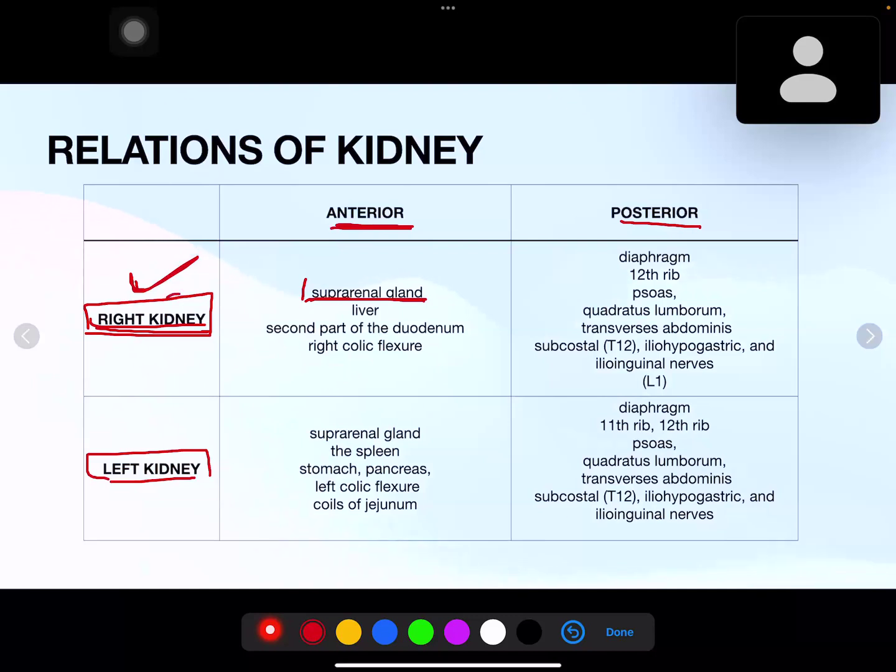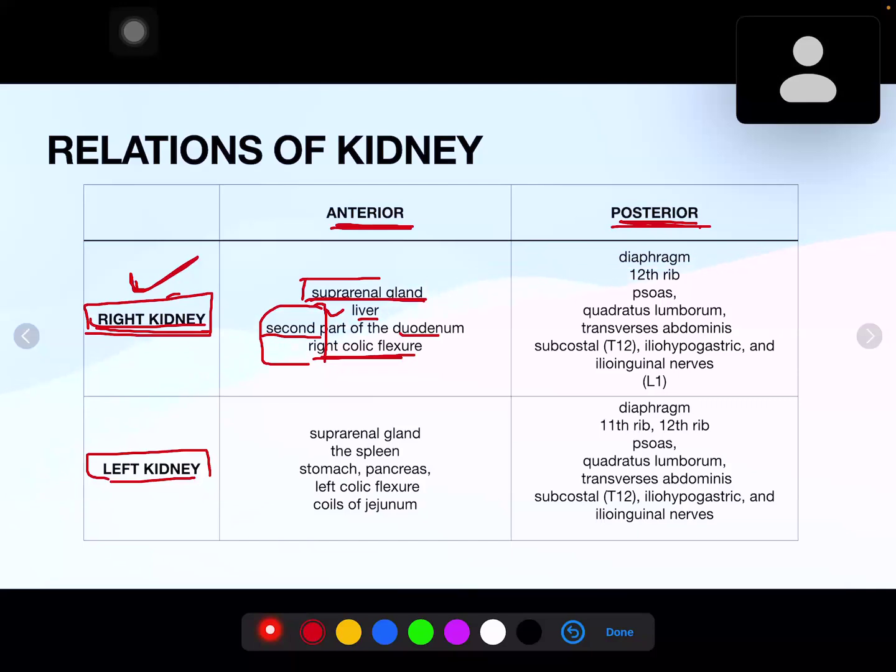On the right side, you have the liver. Then there's the second part of the duodenum, and then there is the right colic flexure. So these are the anterior relations of the kidney, and posteriorly, where the kidney lies.